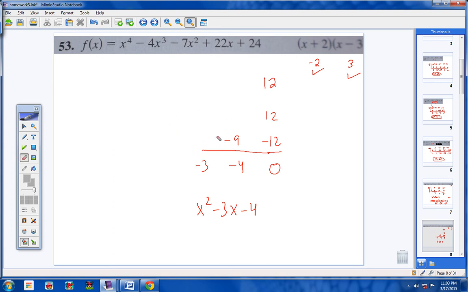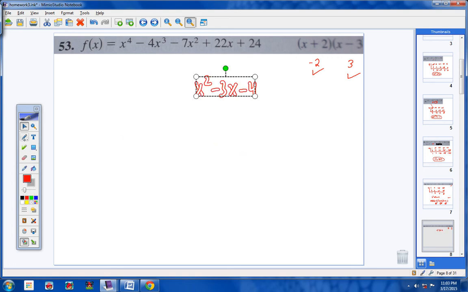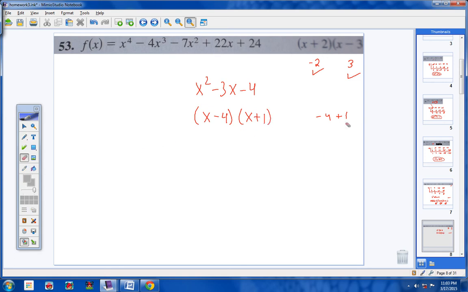Now, letter B, I think, says to find the remaining zeros. Well, all you have to do is factor this. That's pretty simple. What two numbers multiply together to give you negative 4 and when added give you negative 3? Well, it's going to be these two. Multiply them, you get negative 4. Combine them, you get negative 3. So we factor this and we're finished. So there are those factors. And then don't forget, we have some other factors right over here to go along with it. And that's what part C says to do.